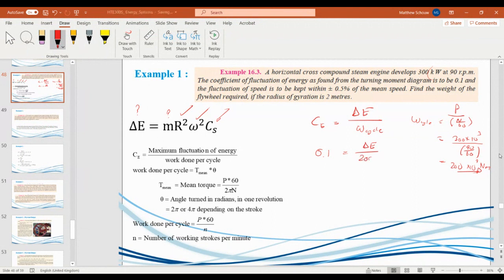All we do, we take this guy, put it in here, and let's get our coefficient. Let's get our maximum fluctuation of energy. That should be easy to do as well. The unit's going to stay the same. Just keep it in Newton meter.